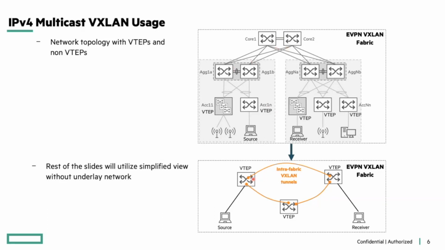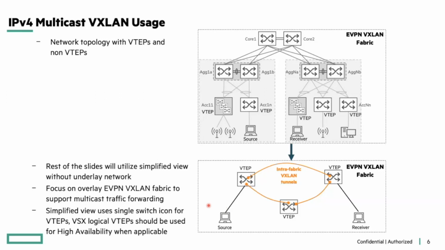I show you the intra-fabric VXLAN tunnels between the VTAPs here. We're using orange. The main purpose is to show you the source and receiver, right? They're connected to the EVPN VXLAN fabric, because we want to focus on this fabric to support multicast traffic forwarding.